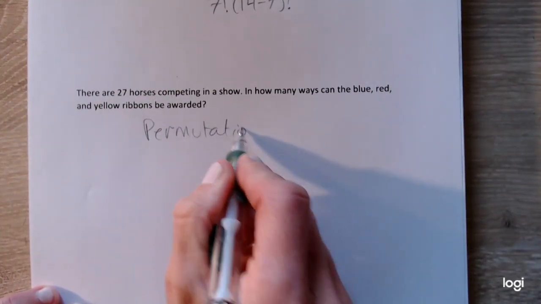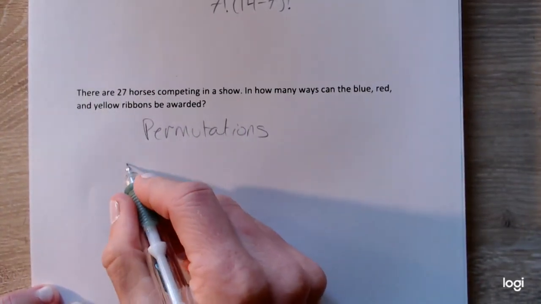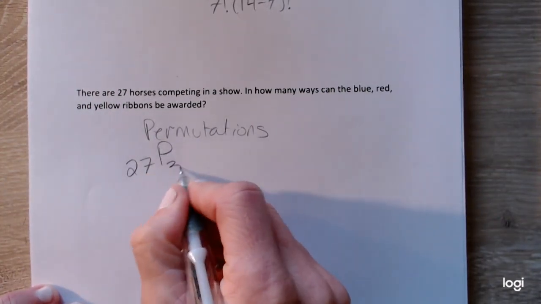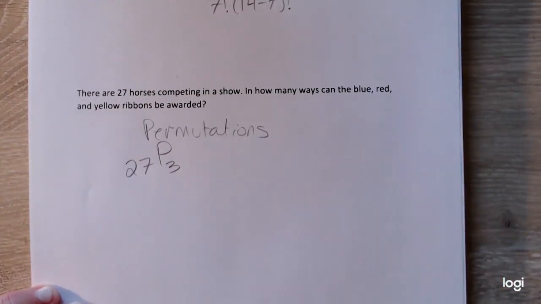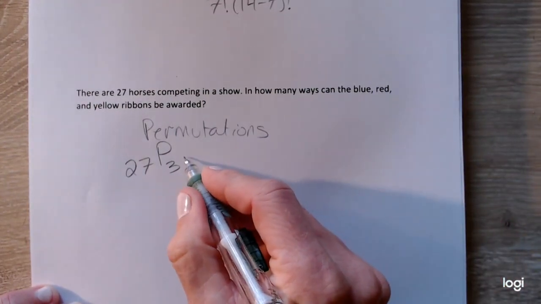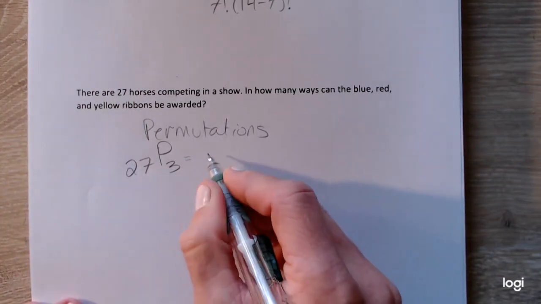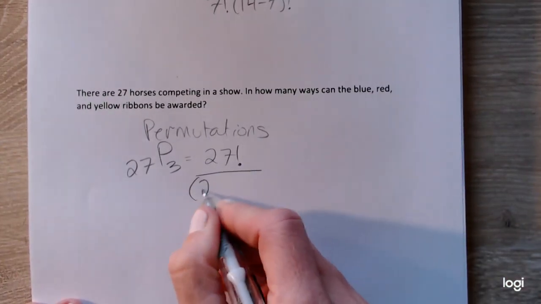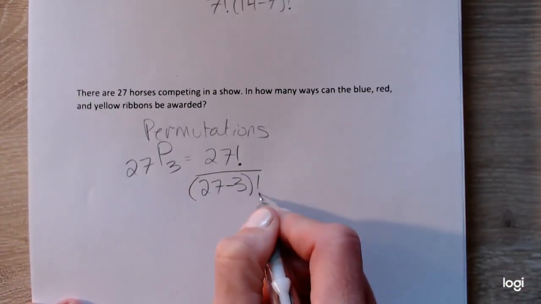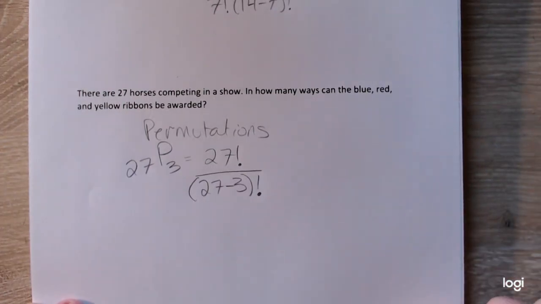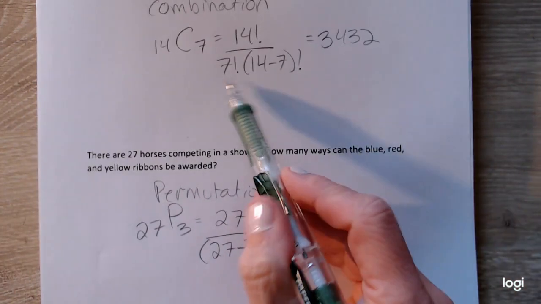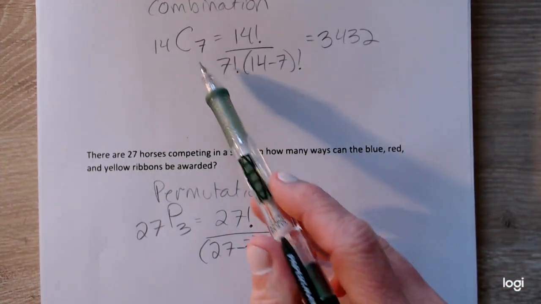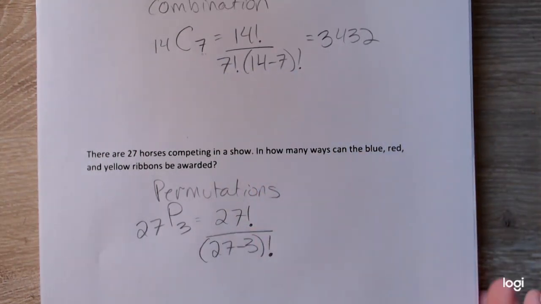I could definitely plug into the permutations problem formula. There's 27 objects and I want to permute 3 of them because I've got blue, red, and yellow. Okay, so there would be 3 positions there. So that's going to be 27 factorial over 27 minus 3 factorial. Almost identical to the combinations formula, except for the fact that in the combinations formula we divide out all of the permutations of that object because order does not matter.